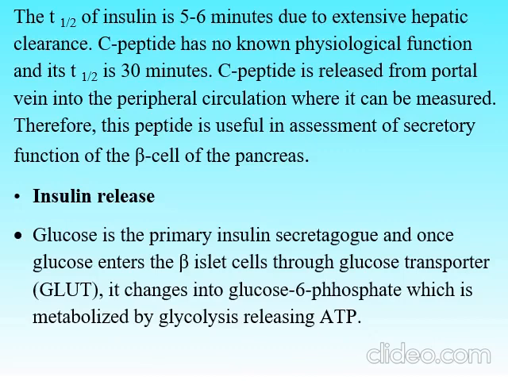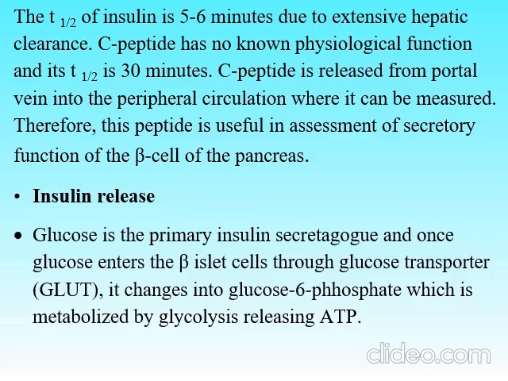The half-life of insulin is about 5 to 6 minutes due to extensive hepatic clearance. C-peptide has no known physiological function and its half-life is about 30 minutes. C-peptide is released from the portal vein into the peripheral circulation where it can be measured. Therefore, this peptide is useful in assessment of the secretory function of the beta cells of the pancreas.